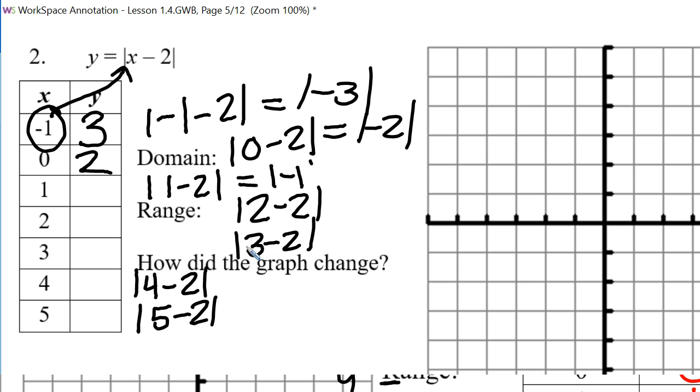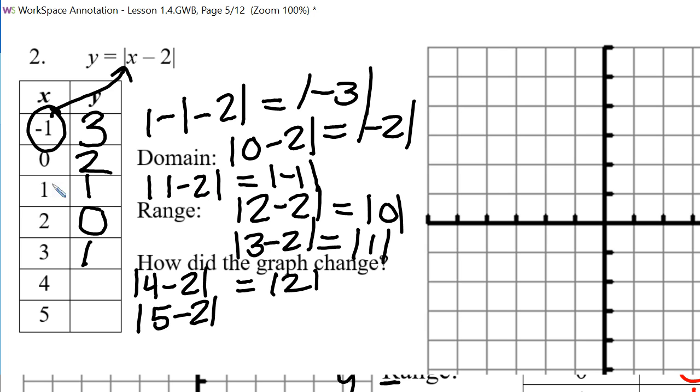-1. And what's the absolute value of -1? 1. Next one, what is 2 minus 2? 0. What's the absolute value of 0? 0. Next one, what is 3 minus 2? 1. And the absolute value of 1? 1. For the next one, what is 4 minus 2? And what's the absolute value of 2? And 5 minus 2? 3. Absolute value of 3 is 3. Now we need to plot those points from the table.